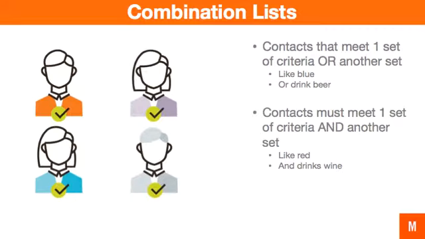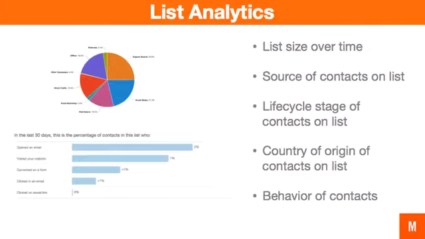Then within these lists that you build, you can set "or" criteria or "and" criteria. So an "or" criteria is contacts that meet one set of criteria or another set of criteria, put them in this list. So you can say everybody that said they like blue or they said they drink beer, put them in this list. Otherwise, the other one is you can have an "and" criteria. So contacts that meet one set of criteria and another set of criteria can be in this list. So for example, all contacts that like red and drink wine, they can be in a particular list.